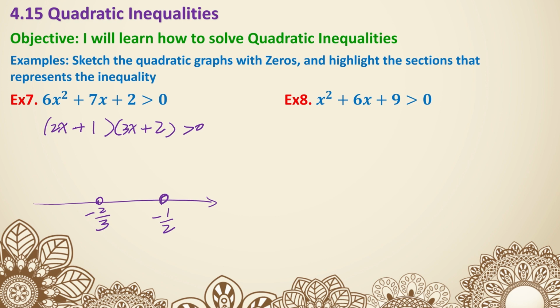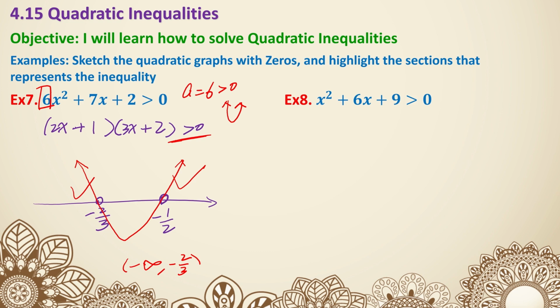In order to understand how this works, we need to know how to decide if the graph is opening up or opening down. That depends on the a value in the front. a equals 6, which is greater than 0. That means our graph is going to open up, and also go through these 2 points. So our graph has to look something like that. It's not a precise graph, it's just to draw the trend. The question is saying greater than 0, so we need anything that is above the x-axis. You can see this portion is above and that portion is above. Then we can write the final answer: negative infinity to negative 2/3 union negative 1/2 to positive infinity. There you go. So it's a lot faster.